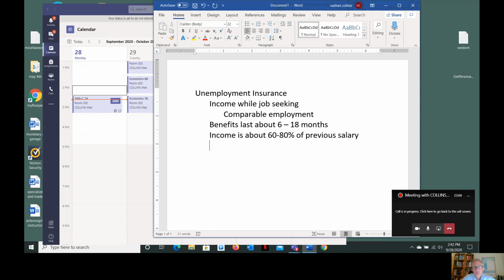And also, as you might have guessed, to receive these benefits, you have to be actively seeking employment. So I can't just sit around and drink beer and watch television for months at a time and get these checks. I have to be out looking for work. So those are a few more things about unemployment insurance.